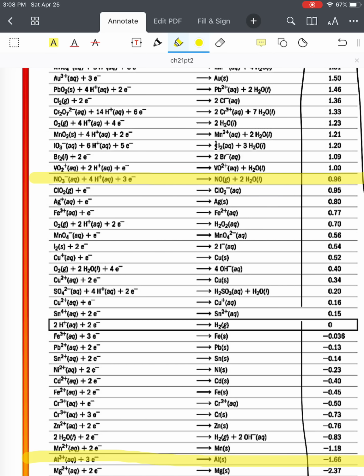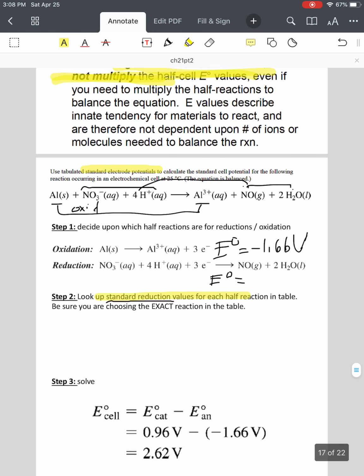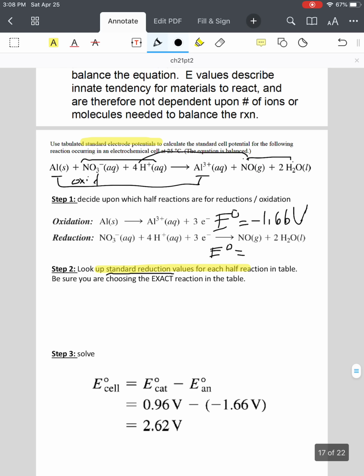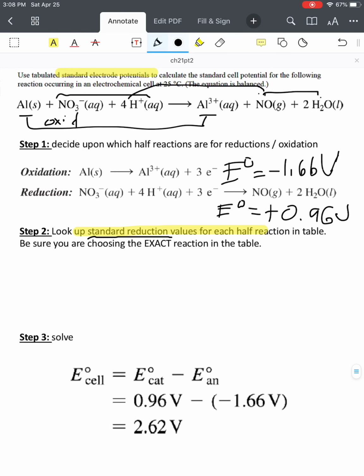Looks like we got the nitrate under acidic conditions making NO, and the value over here on the right that's associated with that is a positive 0.96 volts versus the SHE. So I'm going to go back here, and I'm going to write a positive 0.96 volts versus the SHE. And those are our two standard reduction potentials for both of our half reactions.